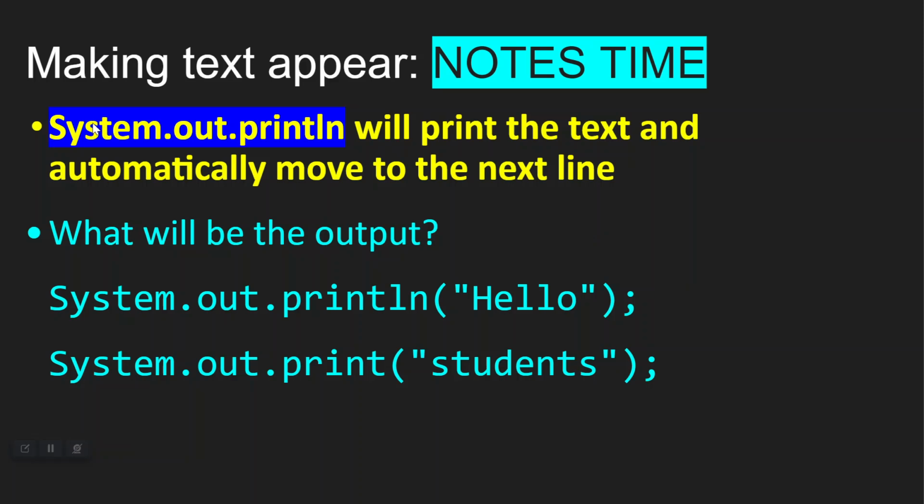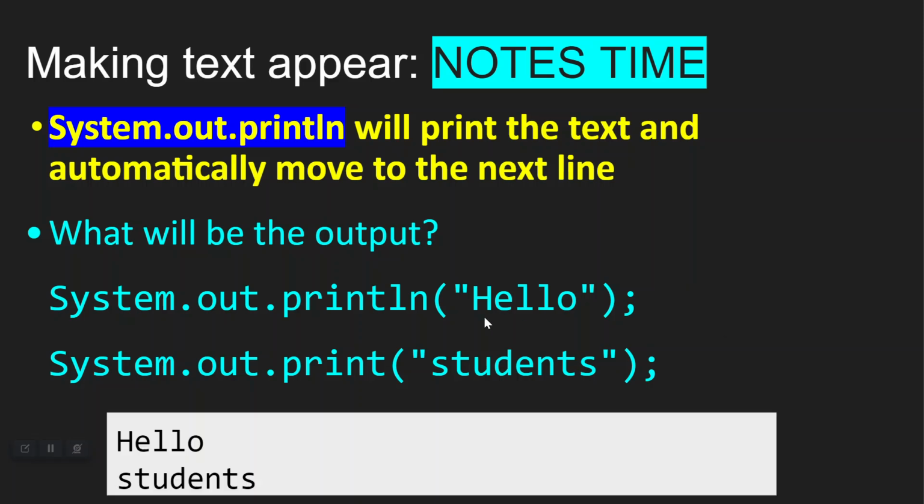Now if you instead write system.out.println, then that's going to print the text and then automatically move to the next line. So once again, feel free to pause it and read through this code and make an educated guess as to what you think it's going to look like. But what will be the output? System.out.println, or I like to say print line because it's easier to say, hello, and then system.out.print students. Again, feel free to pause the video and see if you can guess what that's going to look like. I'm going to go ahead and just move on here and we'll have a look.